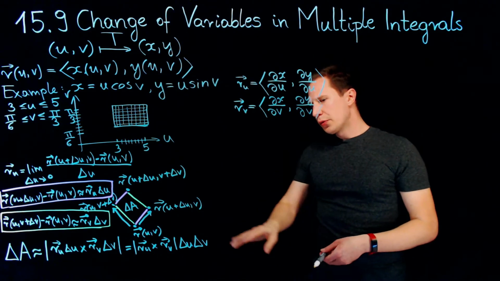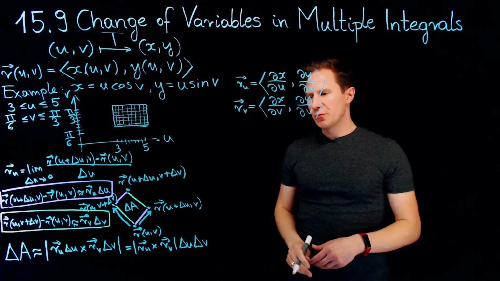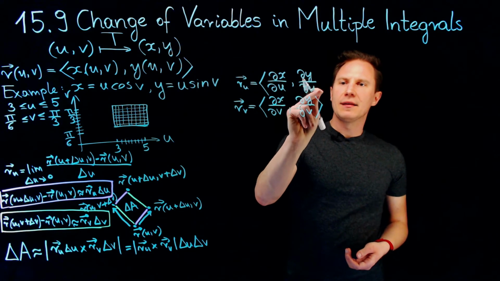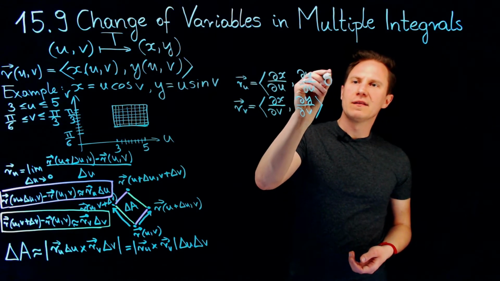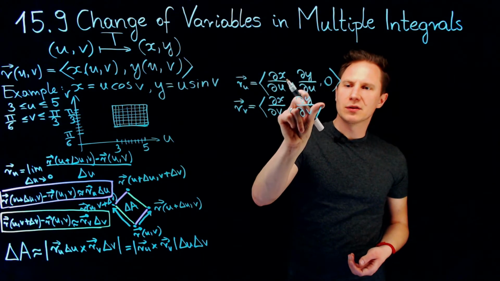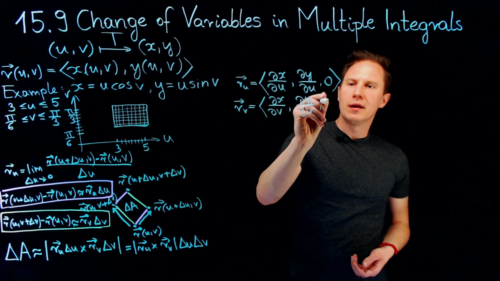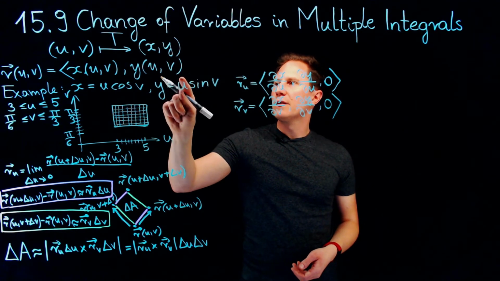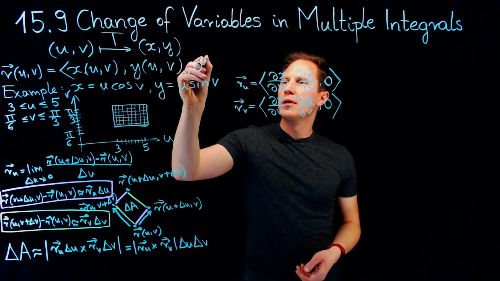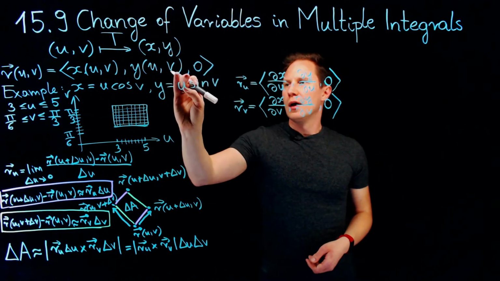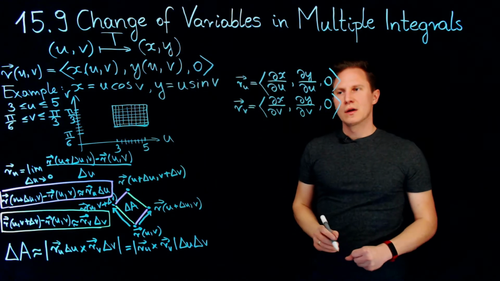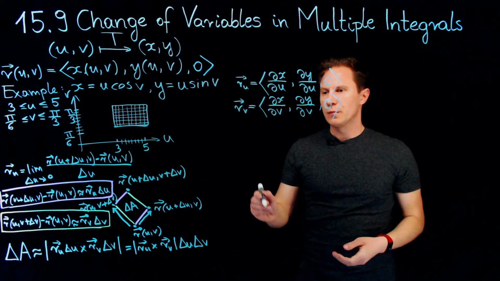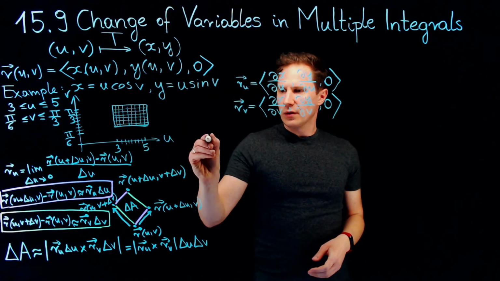Okay, so to think of this cross product, of course, we would need three-dimensional vectors. So let me just go ahead and add a third coordinate 0 to these vectors, so let's make them into three-dimensional vectors. I'm just adding a third component 0 to each of these vectors, so I can talk about the cross product of r sub u and r sub v.